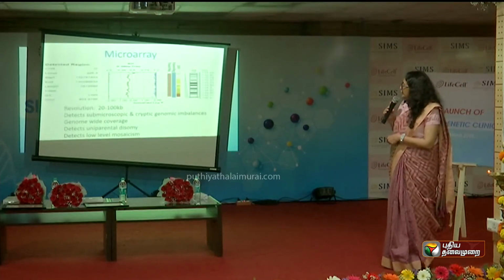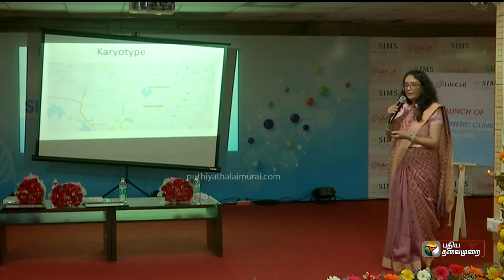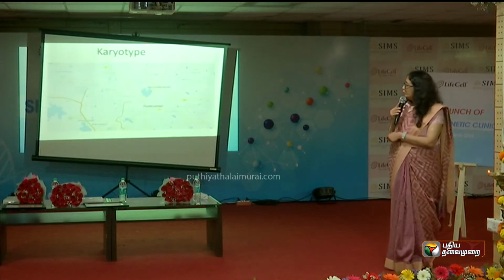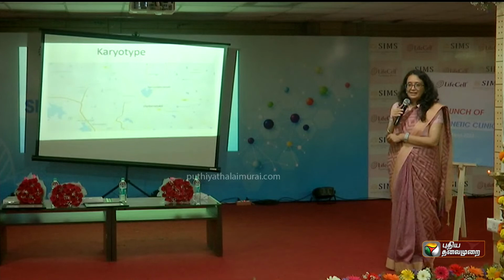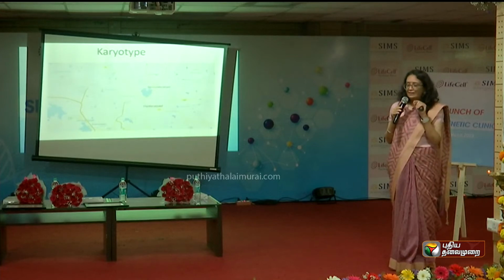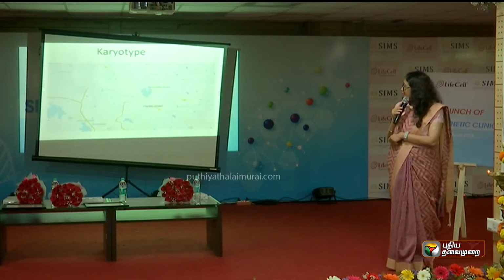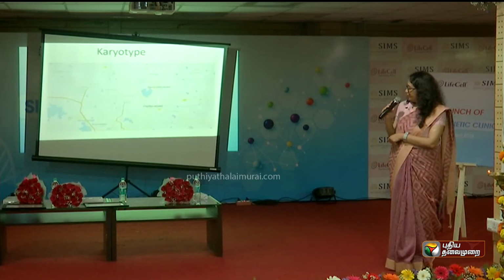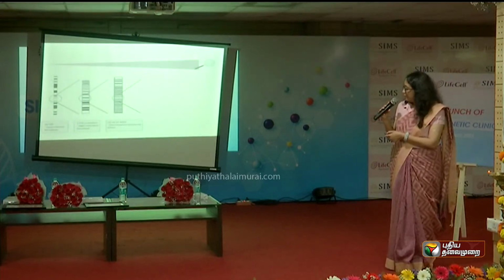Next slide. So it is like if I compare a karyotype with a microarray. You can see this is a Google map of my city, Hyderabad. This karyotype is a very zoomed out map. I can just see, okay, there is Hyderabad, and Secunderabad, which is the twin city to Hyderabad. So you can't see any details. Next slide. So this is basically studying the chromosome in a very low resolution.